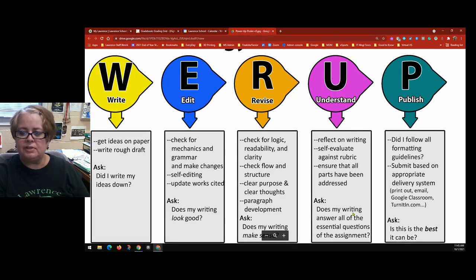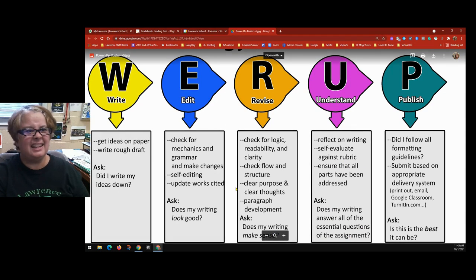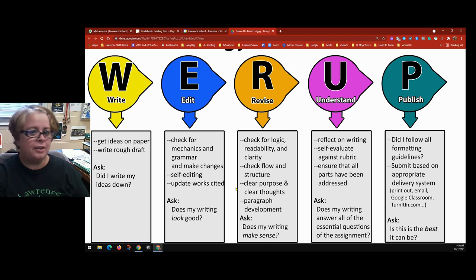And ask yourself, does my writing answer all the essential questions of the assignment? So if you wrote something great, but you didn't put all the required elements in, you're going to lose points. So make sure you look at the rubric and grade yourself to see how you think you did.